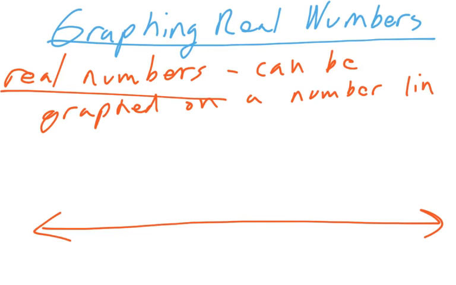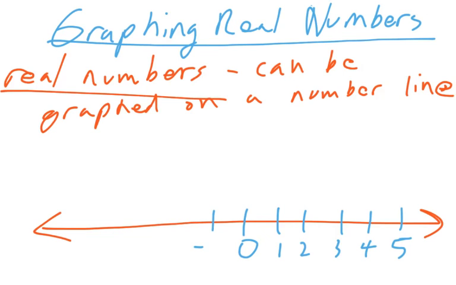So you've probably seen a number line before, but it's really important to review this. For a more basic number line, 0 is in the middle. So with that, we have our positive numbers on the right, such as 1, 2, 3, 4, and 5, and our negative numbers on the left.